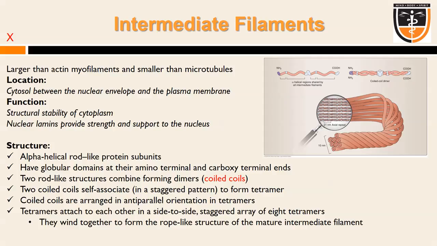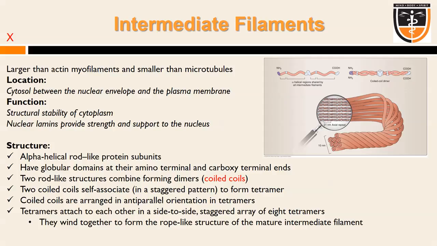They form ropes, four small ropes. These are tetramers, and the coiled coils are arranged inside the tetramers in an anti-parallel orientation, one on top of the other, like a mirror image. Now, these tetramers attach to another tetramer, side to side, and they form eight bigger ropes. These tetramers combine and wrap around each other, forming a very strong rope, and eventually you get the intermediate filament.